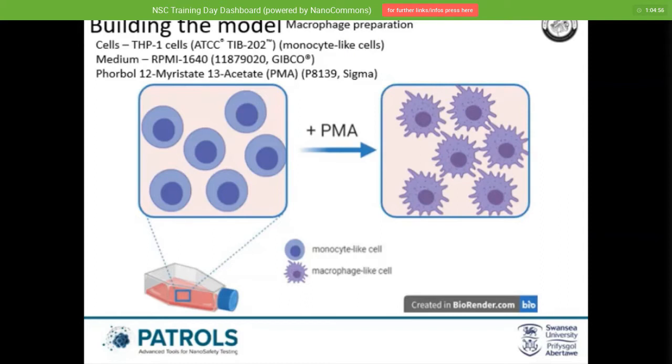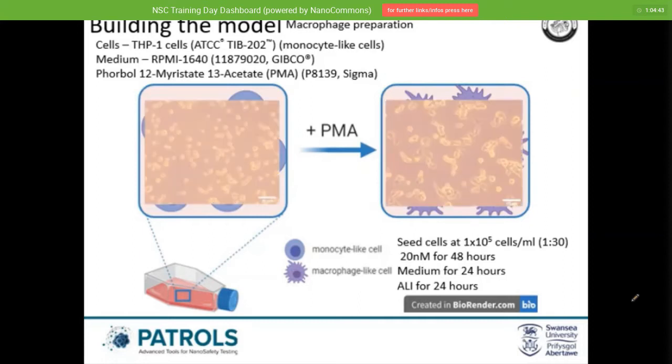So we seed our cells at 1 × 10⁵ cells per mil, and we add 20 nanomolar PMA for 48 hours. We then change the media to fresh media, and we allow this media to be on for 24 hours before removing the macrophages from the flasks, seeding them onto the transwell inserts, and having them at air liquid interface for 24 hours before doing our exposures.